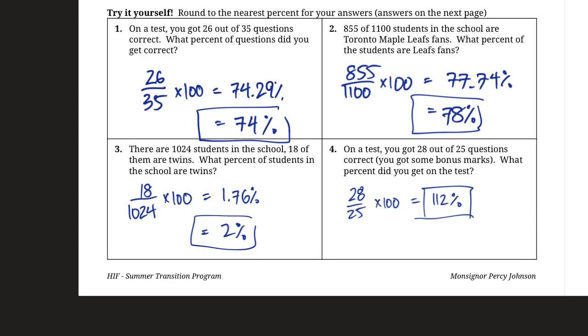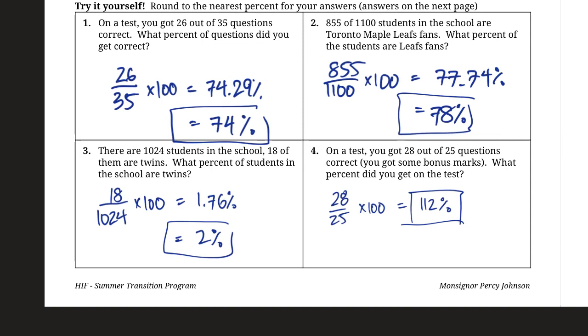Okay, here are the solutions to these 4 problems. The first 2 were pretty straightforward. You just needed to figure out what the part of the total was. So the first one was 26 out of 35. The second one was 855 out of 1,100.